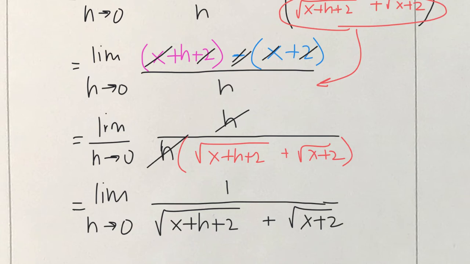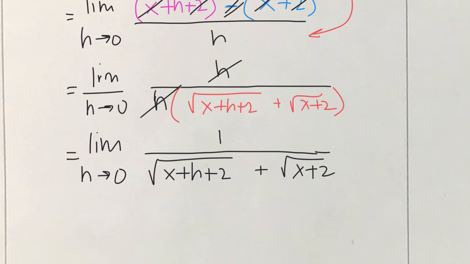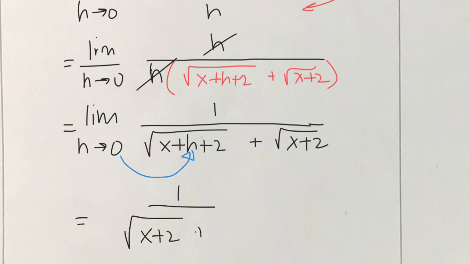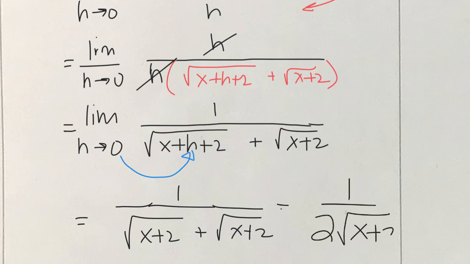Okay, a lot of algebra. But now I can actually apply direct substitution. I can now replace h with 0. Right? And now I can take the limit as h goes to 0 by plugging it in, and I have something that is not as scary. Well, maybe it's scary, I don't know. Root x plus 2 plus root x plus 2, all under 1. So if I have 2 of the same radicals, that means I have literally 2 of the same radicals. So 1 over 2 root x plus 2.